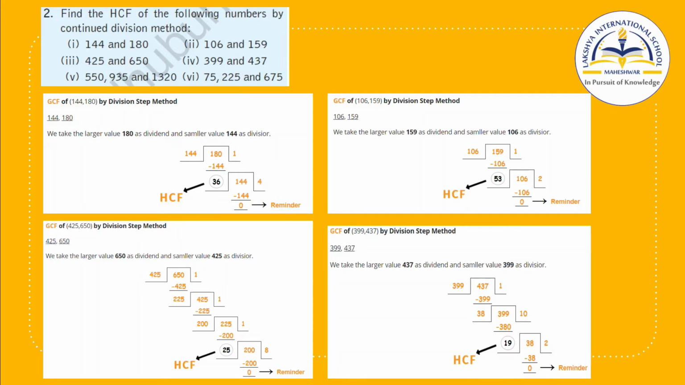Now in the same manner question number 2, 106 and 159. We divide 159 by 106, 1 time, and we will get 53. Now here 106 again we will divide by 53. 2 times we will get 106 and 0 is remainder. So 53 is our HCF. Now in the same manner solve question third and fourth.